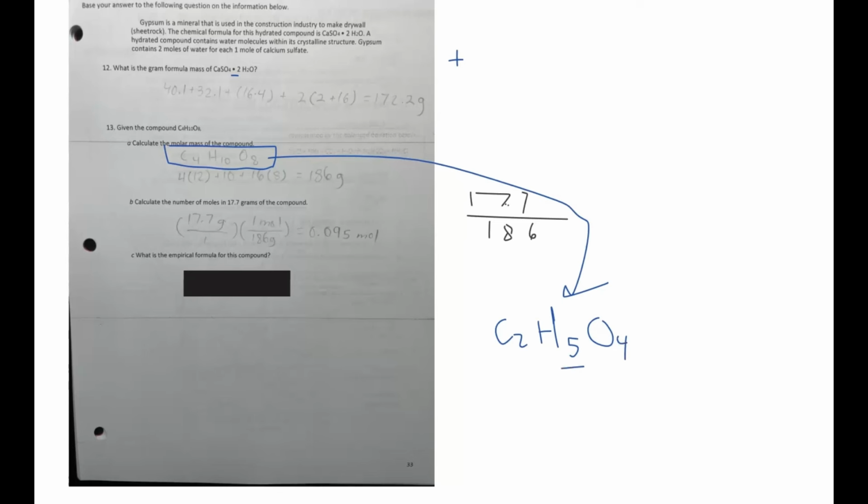What is the empirical formula? So what is the most condensed version of C4H10O8? Well, let's see what we can do here. What is the common factor between 4, 10, and 8? Well, that would be 2. So we get C2H5O4. And since 5 is odd, there's no common factor between these guys. So that is our empirical formula.